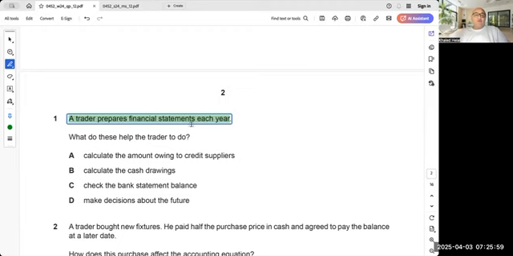So before we even go to the question, we have the word trader, which means a business, like an electrician or carpenter. Financial statements: we know that we are studying four of them. The first is the statement of financial position, which we call SOFP or balance sheet. Let's recap what these statements are. The statement of financial position shows our financial position at a certain point in time. So it has assets, liabilities, and capital.